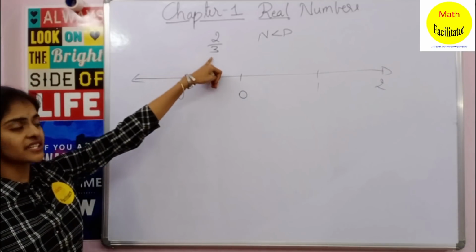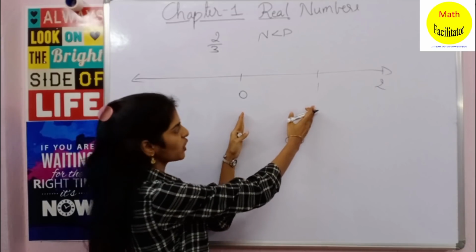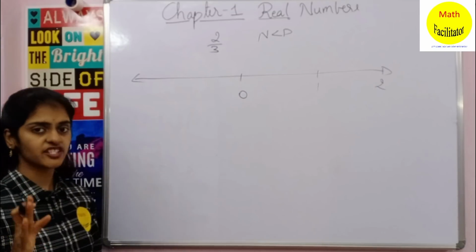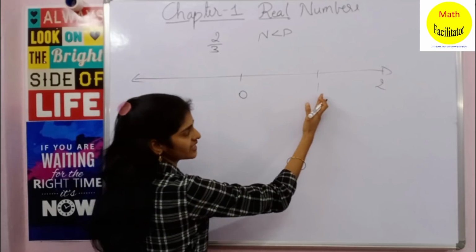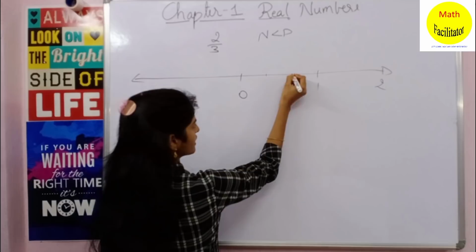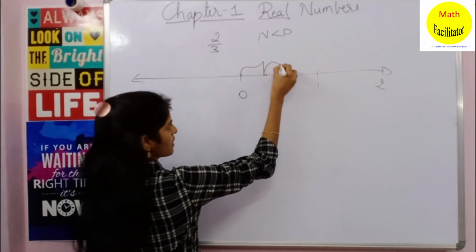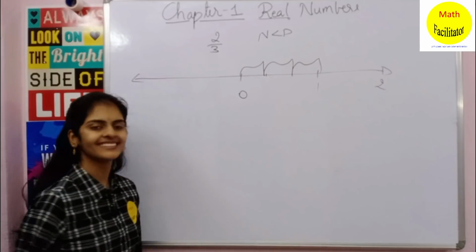Now the denominator tells you into how many parts the unit distance should be divided. The denominator is 3, which means you have to divide this unit distance into how many parts? 3 parts. So it is 1, 2 and that is the third part. So this is part 1, part 2 and part 3.